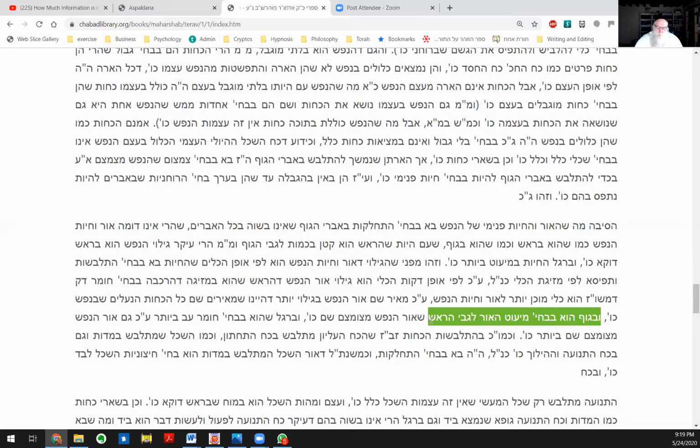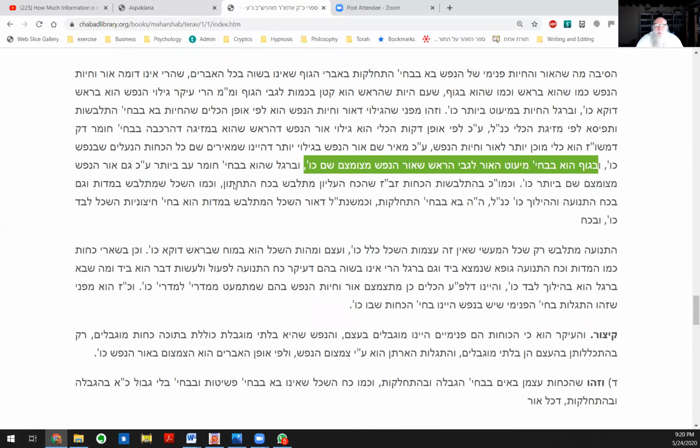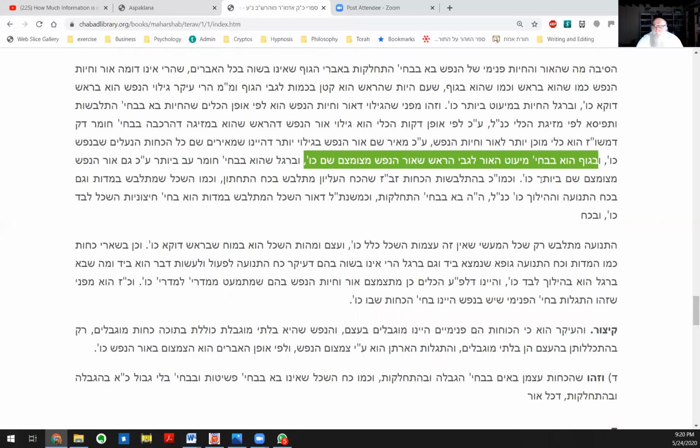It might be more power, more energy, and so on. But I don't even know of more energy, because when a person really occupies themselves with deep thought, it's actually very exhausting. And anyone who's ever been maayin in anything, you'll see that it's much more tiring than going for a walk, for example. Yeah. In any event, beguf hu beginas miuta or legabe arosh she'or nefesh mitzumtzam sham. Uberegel shu beginas chomer av beyoser al ken gam or nefesh mitzumtzam sham beyoser.